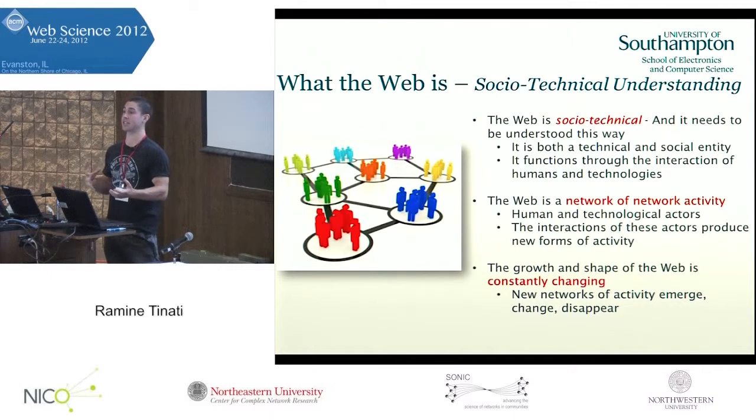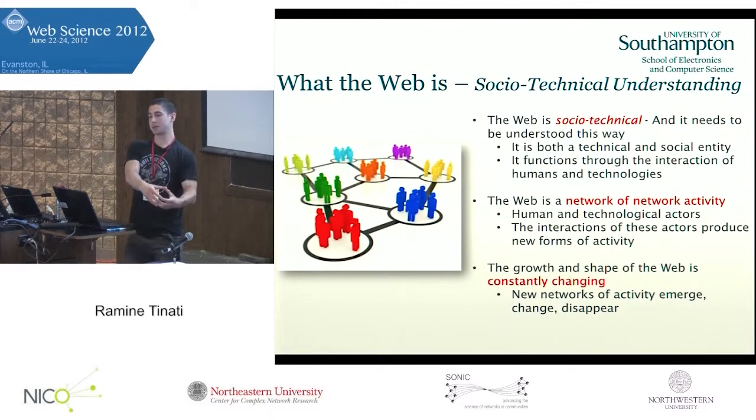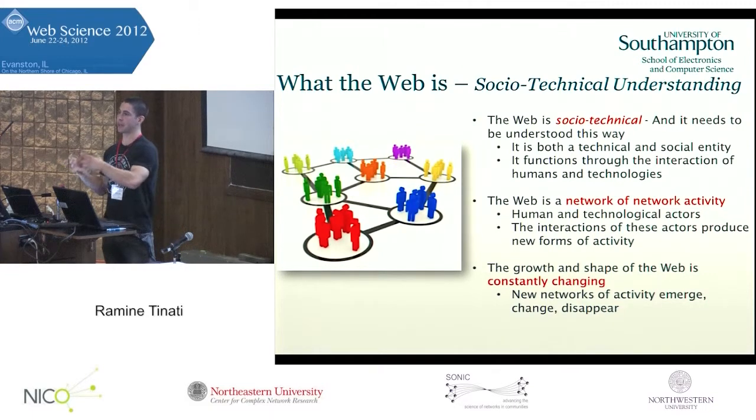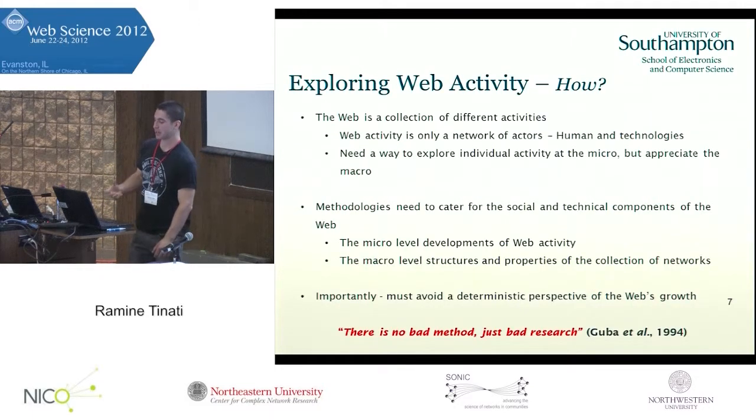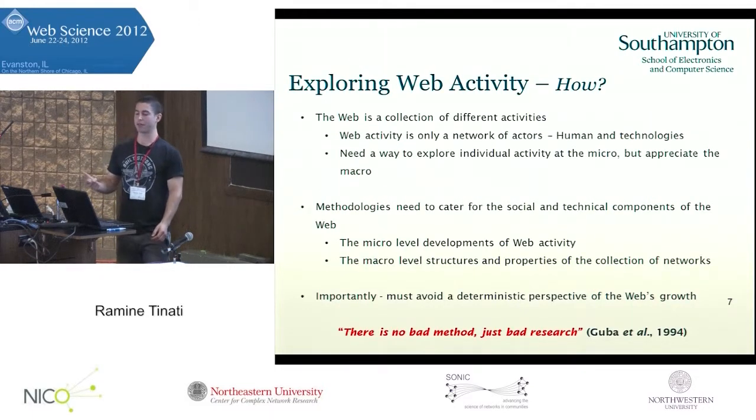And these activities are constantly changing and evolving and merging and growing and disappearing. So something like you have your MySpace and it disappears, and then you have Facebook, and these are always changing. And what the web really is, and what the shape of the web is, is all these different activities coming together. So if we take this understanding, how can we go forward and explore web activity?